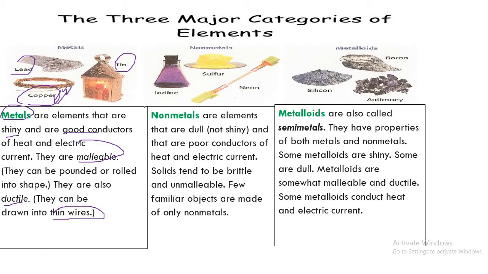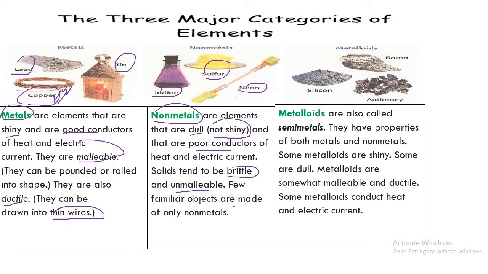Non-metals are also elements, like sulfur, iodine and neon. They are elements that are dull, not shiny. Dull means not shiny or not lustrous, and they are poor conductors of heat and electric current. Solids tend to be brittle, like a powder, which means not ductile and not malleable.